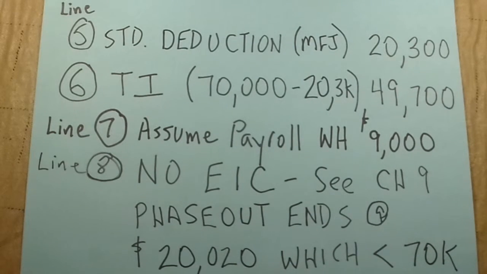Now I want you to notice here that if the tax is greater than $9,000, they're going to owe some money. And if the tax is less than $9,000, they're going to get a refund. So line 8, there's no earned income credit, and we'll discuss this more several chapters from now in chapter 9. But the phase out of the earned income tax credit actually ends at $20,020, which is far less than $70,000. So these two don't get any earned income credit.